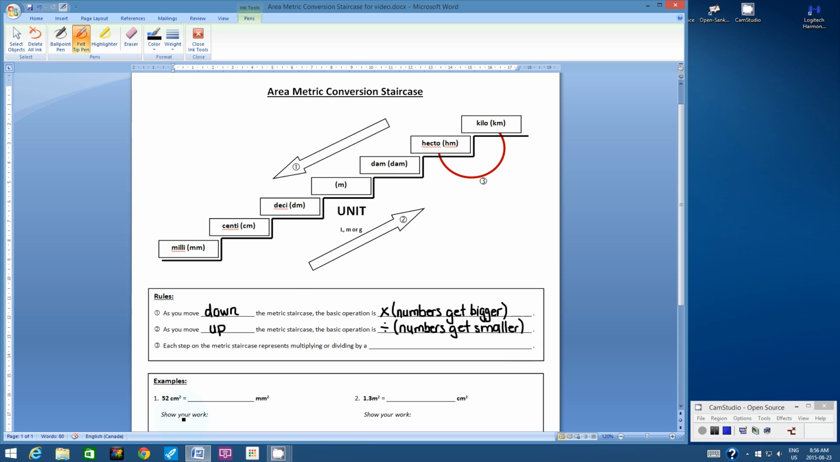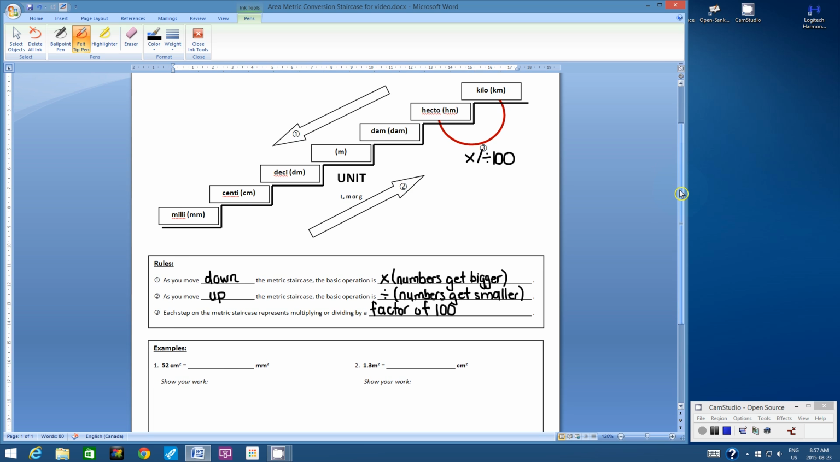Okay, so let's look at rule number 3 here. As you kind of discovered on your own with the inquiry, each step on the metric staircase represents multiplying or dividing by a factor of. Now it's not 10, that was the linear metric staircase. For the area metric staircase, it is a factor of 100. So we can just put here on our diagram, multiplying or dividing by a factor of 100.